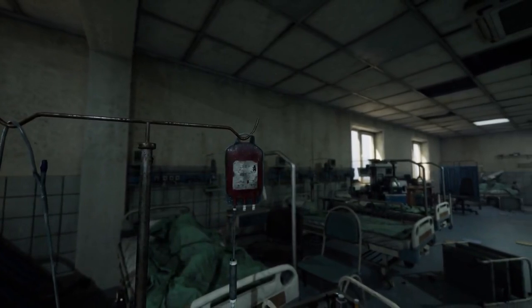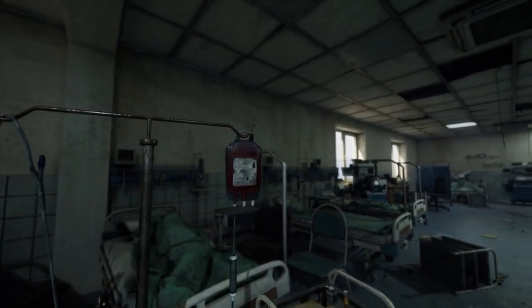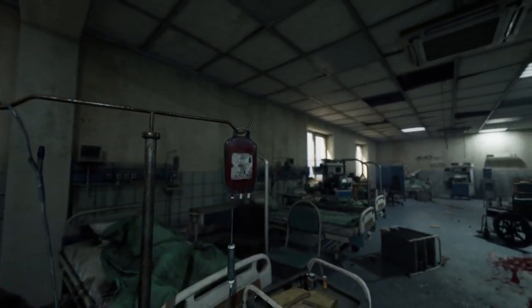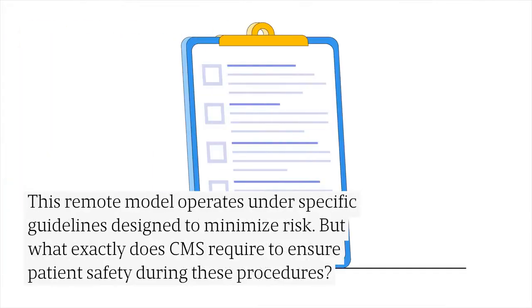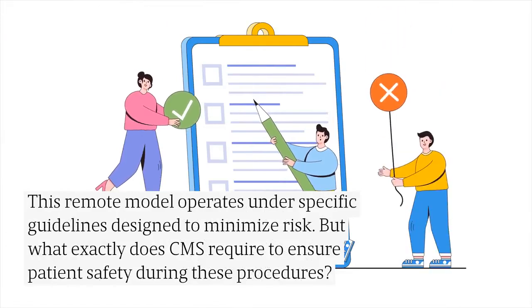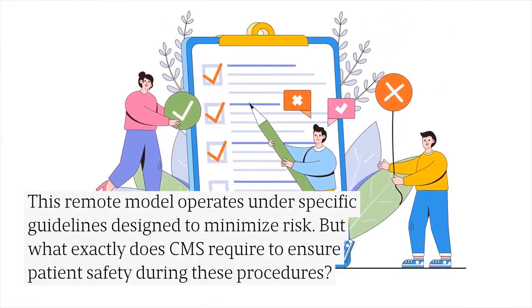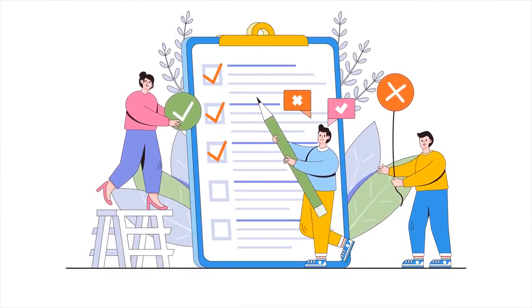It starts with access. Many facilities, especially in rural areas, simply cannot secure on-site subspecialty radiologists. This remote model operates under specific guidelines designed to minimize risk. But what exactly does CMS require to ensure patient safety during these procedures?